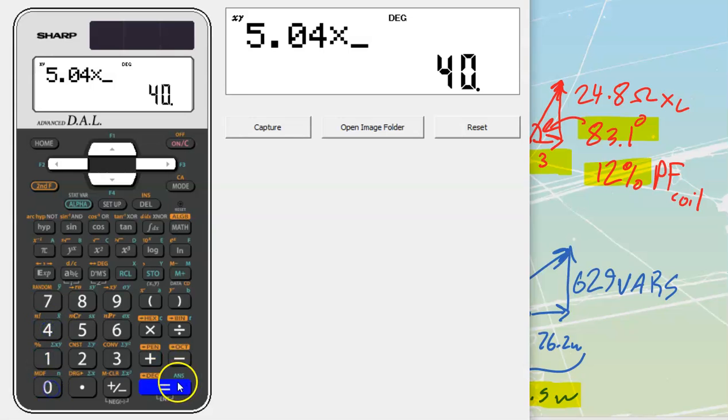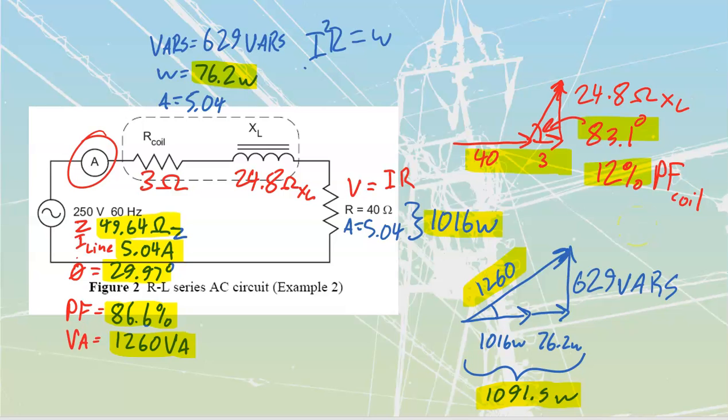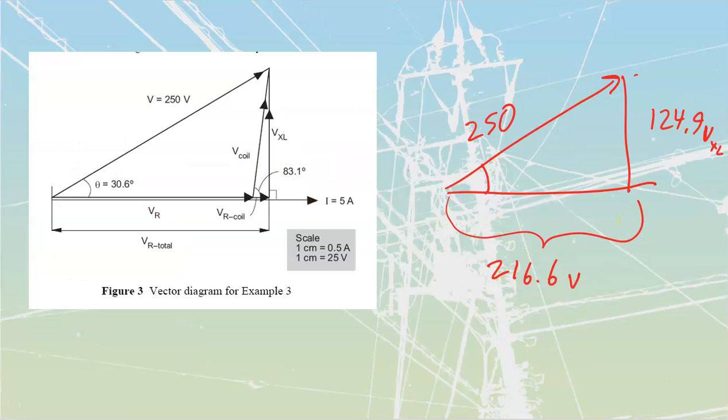5.04 times 40 gets me to a value of 201.6 that I'm going to have. So we'll carry that to this one over here, 201.6. I know that across just the resistive section, I'm going to be dropping 201.6 volts, which leaves me with the difference over here, right? If I've got 216.6 minus 201.6, that tells me I should have a value of 15 volts over here.